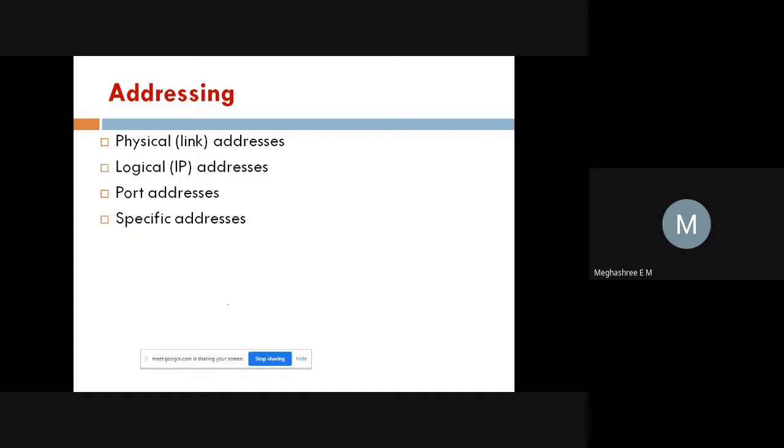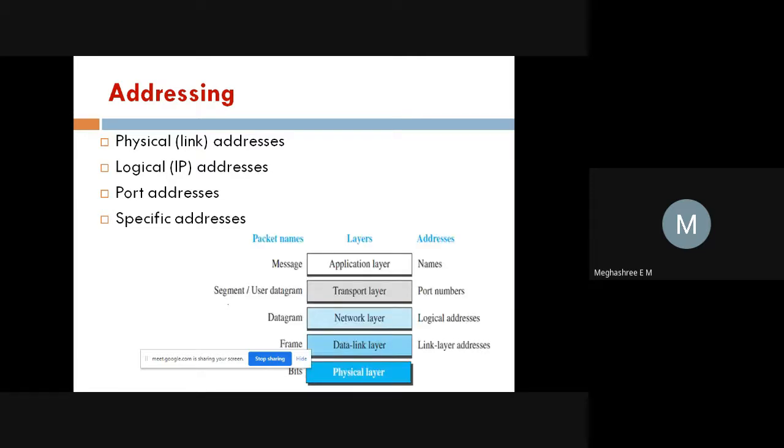Addressing I already discussed, that is the physical address or MAC address, logical address, port address, and specific address. See, if you look at this TCP/IP model, all five layers are there. At the application layer, the address used is names. That is, where the data is created, right? So this, say, www.google.com, is the name or address followed here. Or you can say megashri.em@saividya.ac.in. That address is followed here. Okay, that address we call a name.